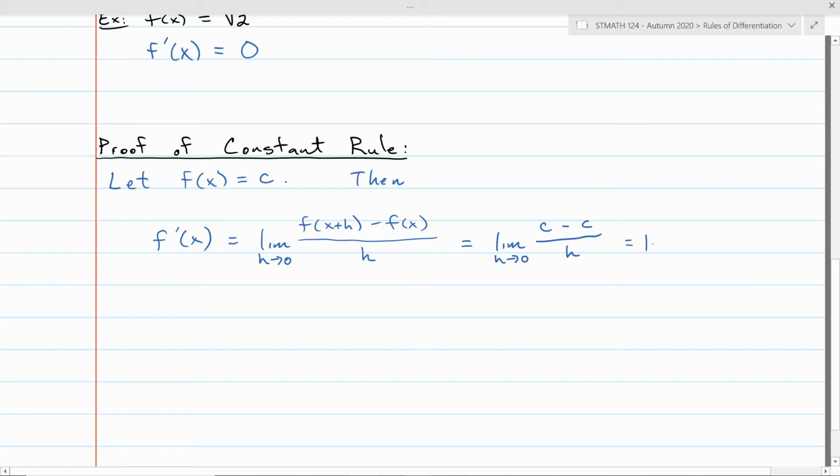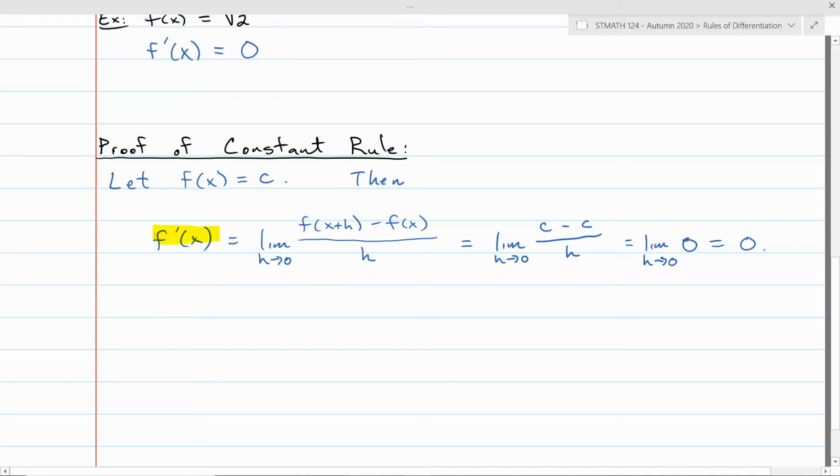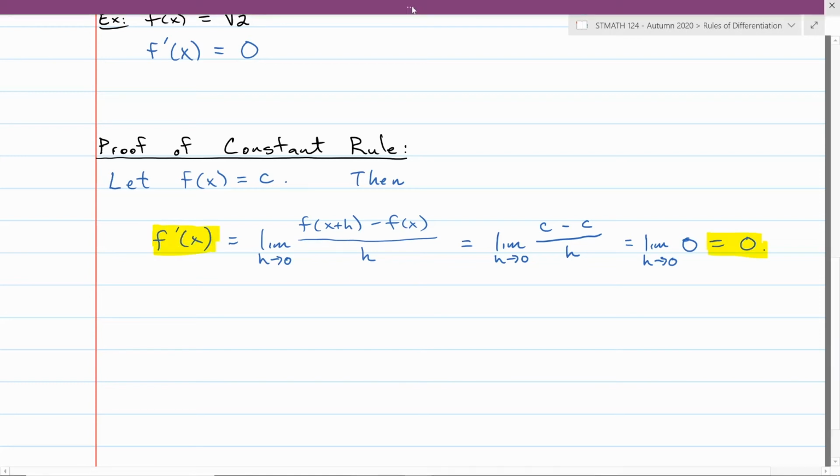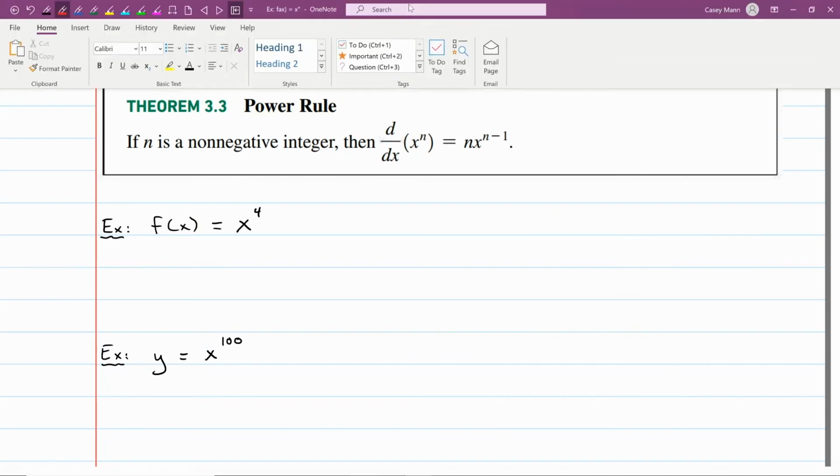Well, c minus c in the numerator is equal to 0, so we're taking the limit as h goes to 0 of 0 divided by h, but 0 divided by h is 0. So that's just 0. And the limit of a constant, we have a rule for that. The limit of a constant is that constant, so voila. All in all, this string of equalities here says f prime of x equals 0, which was what we wanted to show. So the next rule we have here is known as the power rule.